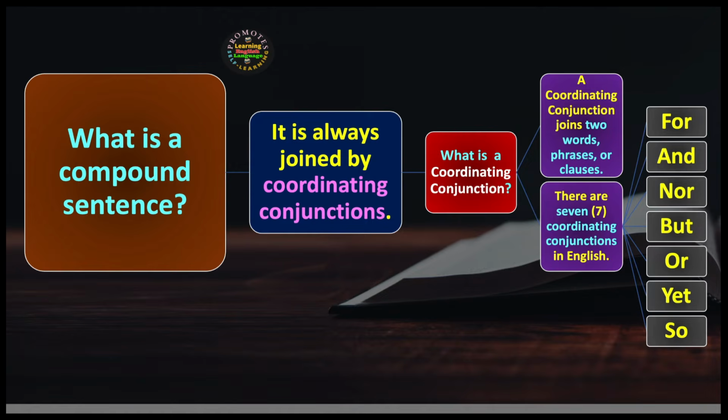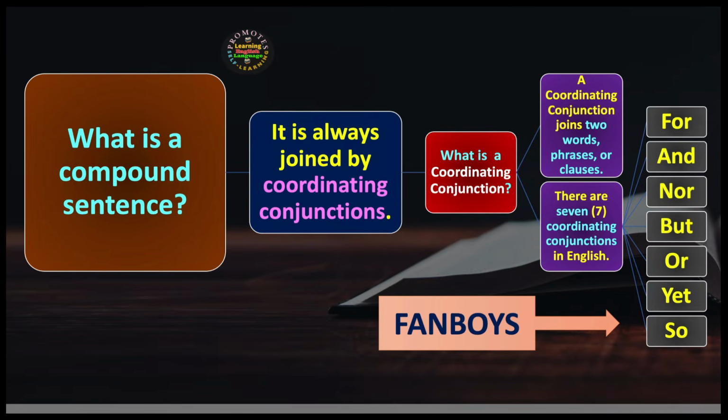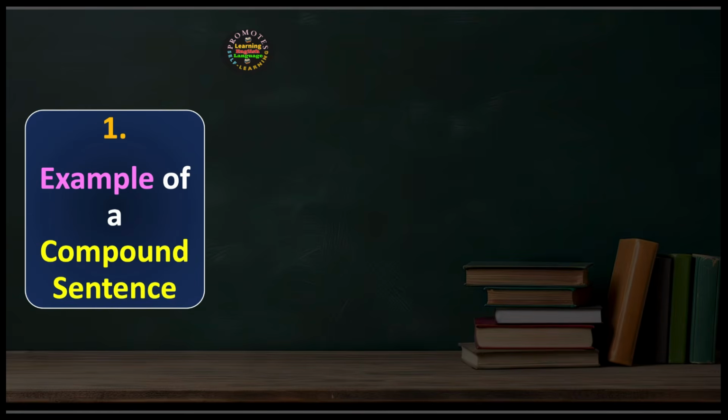If you want to memorize those 7 coordinating conjunctions, you can keep this phrase in mind: FANBOYS. F stands for, A for and, N for nor, B for but, O for or, Y for yet, and S for so. So if you keep FANBOYS in mind, it represents the 7 coordinating conjunctions. Okay, hope you understand. Now let's have some examples of compound sentences.